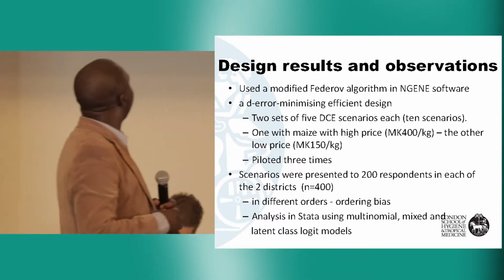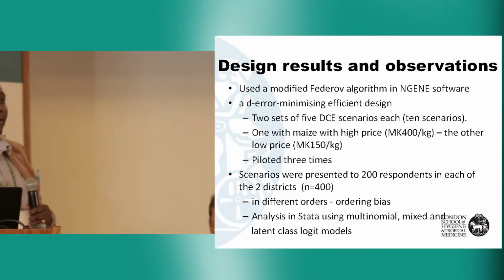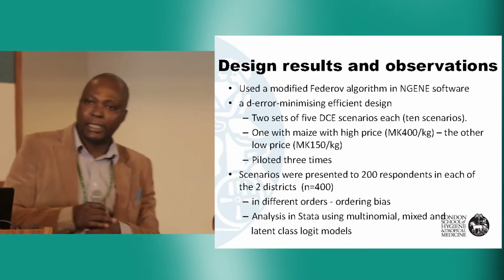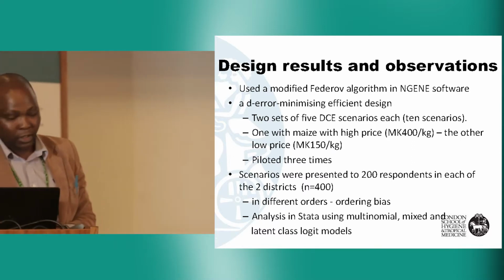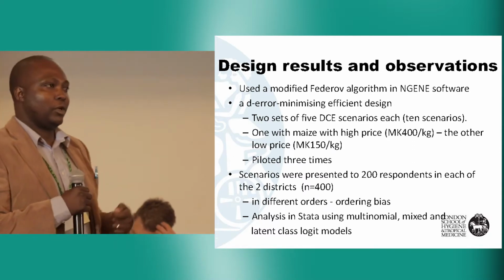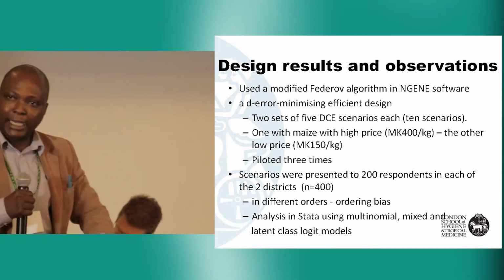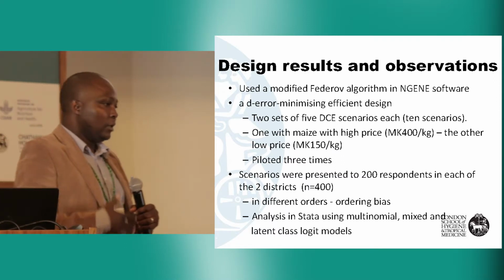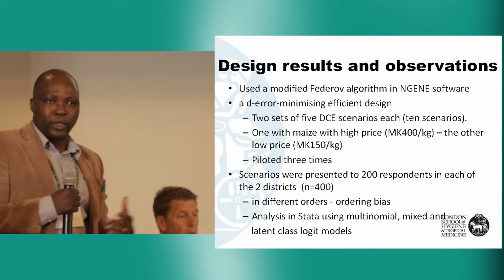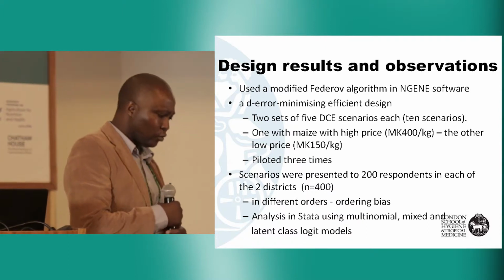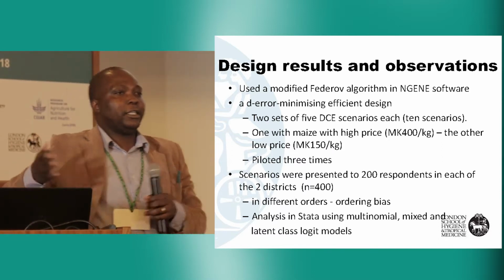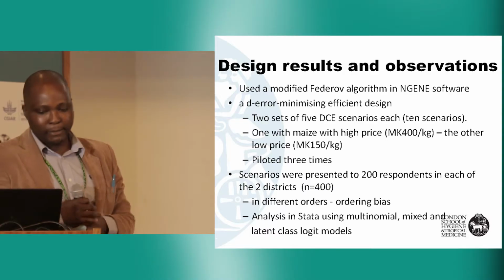Then we designed our study using a design-error minimizing efficient design. This resulted in 2 sets of 5 scenarios, so in total we had 10 sets. One had maize at a higher price, 400 kwacha, and the other at a lower price of 150 kwacha. We piloted this 3 times with the data collectors, in a community on the outskirts of Zomba and in another one that is a bit suburban, but right there in Zomba in Malawi. We presented these scenarios to the households and collected data from 400 households. Our sample size was 400. The scenarios were presented in different order, of course, to avoid ordering bias.